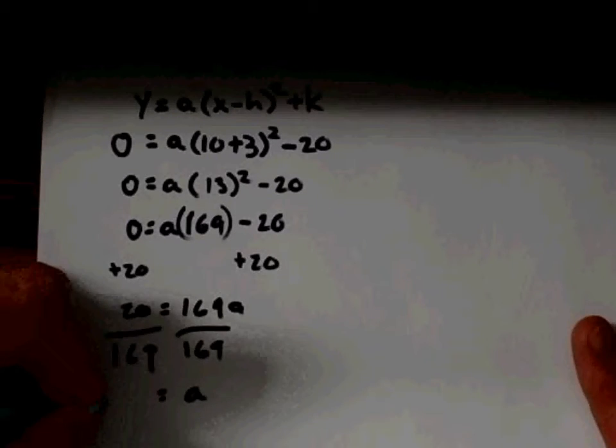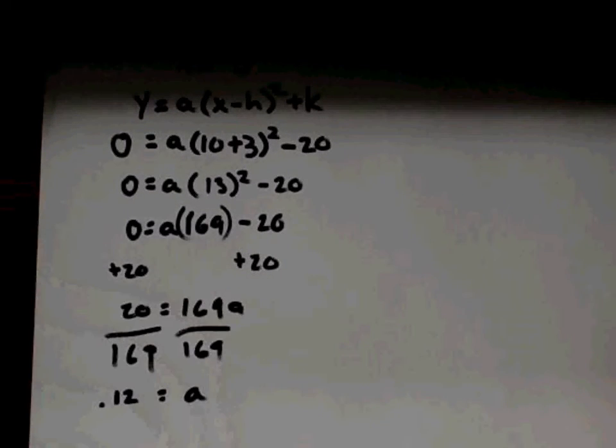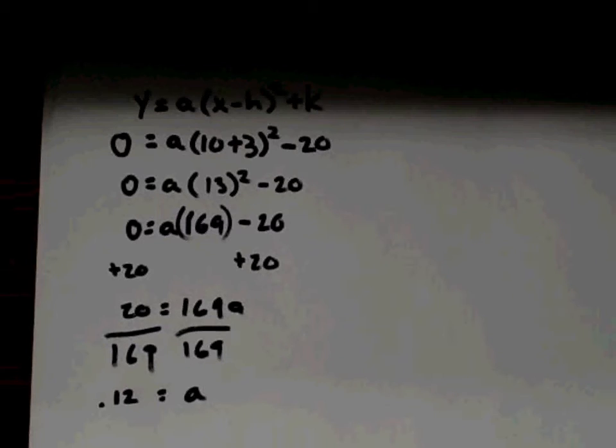0.12. Okay, so 0.12. I had 2 over 15, which is 0.13. Isn't that what you said? You did it earlier? You said you had 0.32. And when you did it for me, 0.13. 0.13, 0.12 is pretty close, I think.